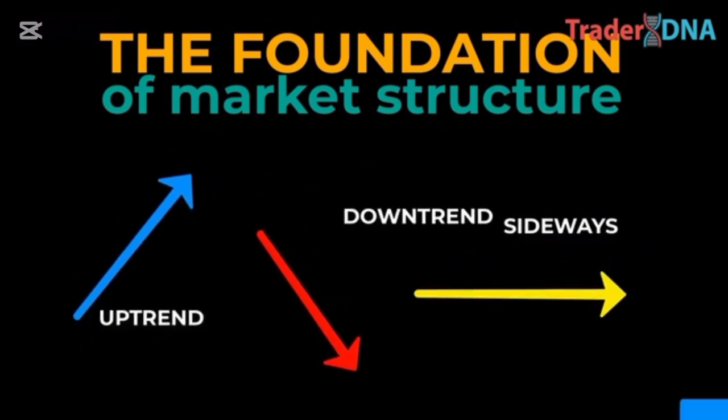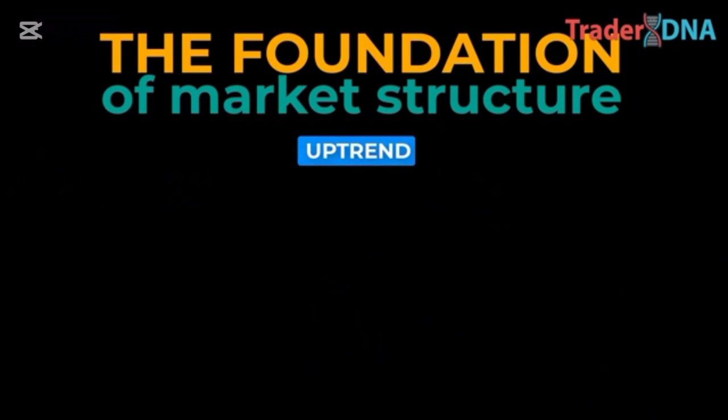Now, let's break down an uptrend. What usually happens is the market pushes up, pulls back a little, and then boom, it climbs even higher. Then it repeats. Pull back, push up, pull back, push up. It's like the market is climbing a staircase. Super satisfying, right?